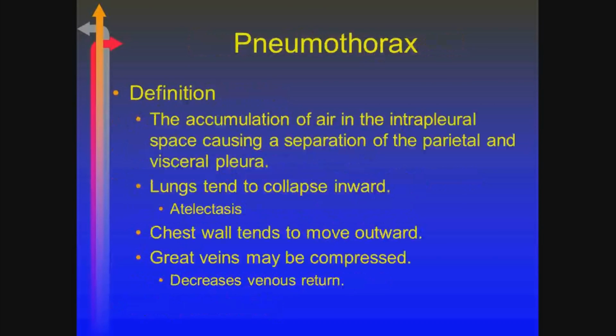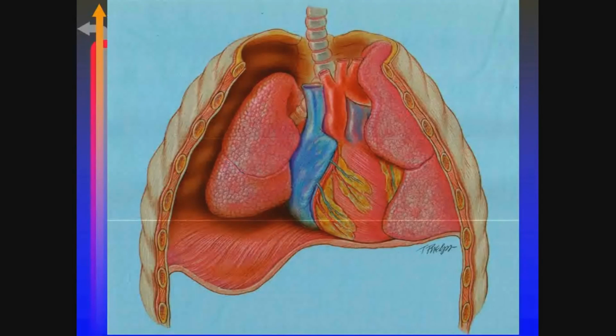Okay, so pneumothorax. What about that entity? Again, it's the accumulation of air in the intrapleural space that causes the parietal and visceral pleura to separate. If you remember, when you have a pneumothorax, the tendency of the lung itself is to collapse inward, and the chest wall to move outward, and that shift can actually cause the great veins to be compressed and preload to be reduced. So here's the pneumothorax where I have air in the intrapleural space, instead of the visceral and parietal pleura being right next to each other.